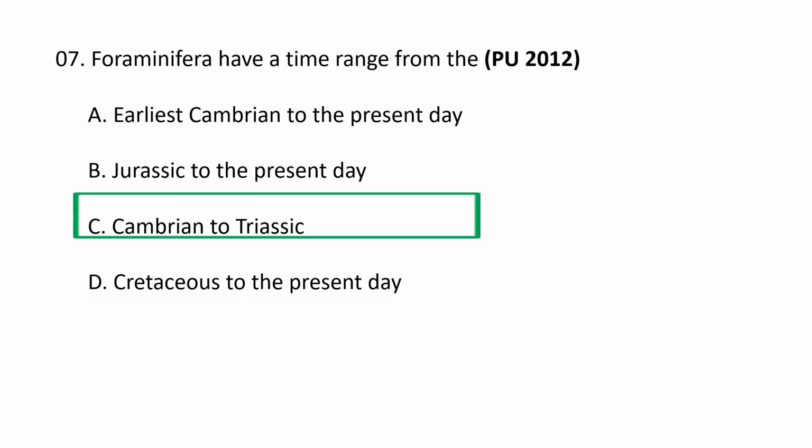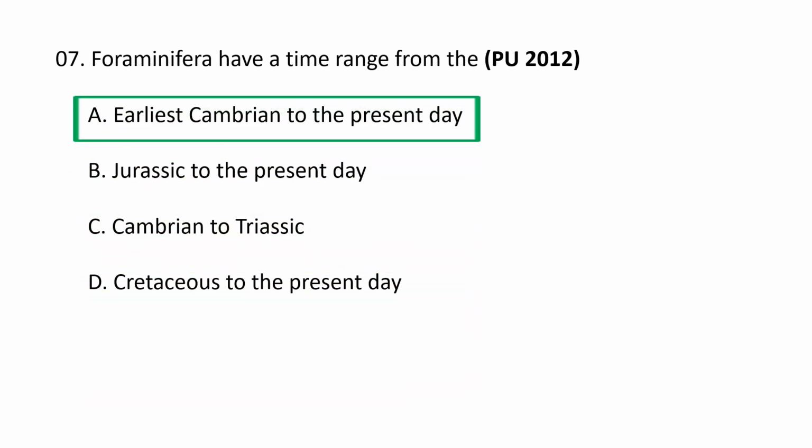Foraminifera have a time range from earliest Cambrian to the present day. So this means that they have a fossil record spanning a significant portion of the Earth's history. The earliest forms in the fossil record were likely organic wall, also called simple agglutinated tubes, with hard-shelled foraminifera becoming more prominent in the Devonian period. So foraminifera have a time range from earliest Cambrian to the present day. A is the correct option.